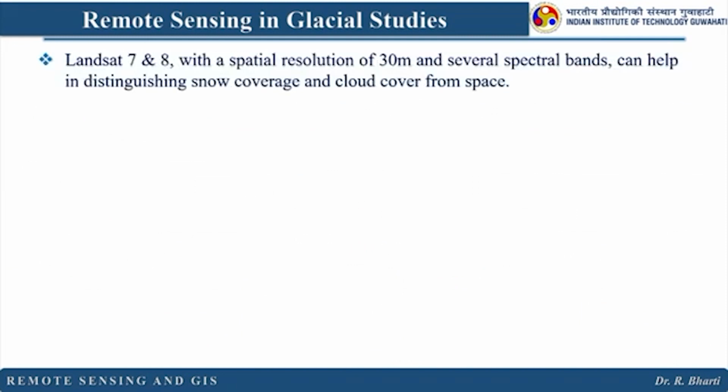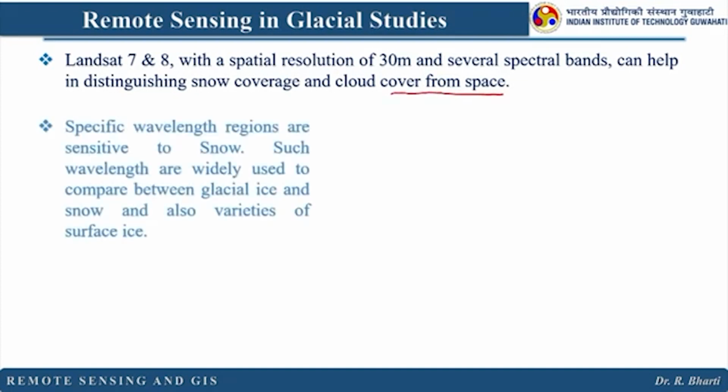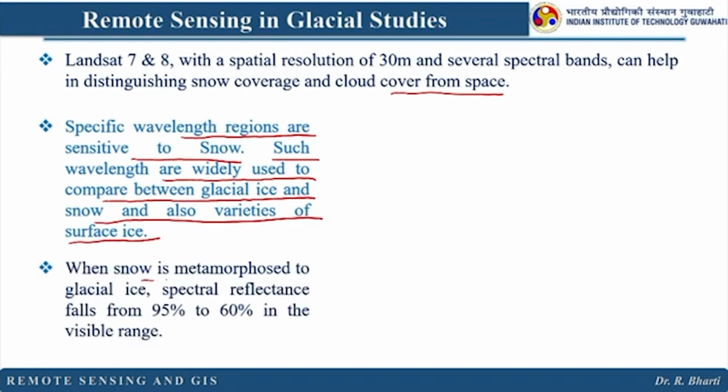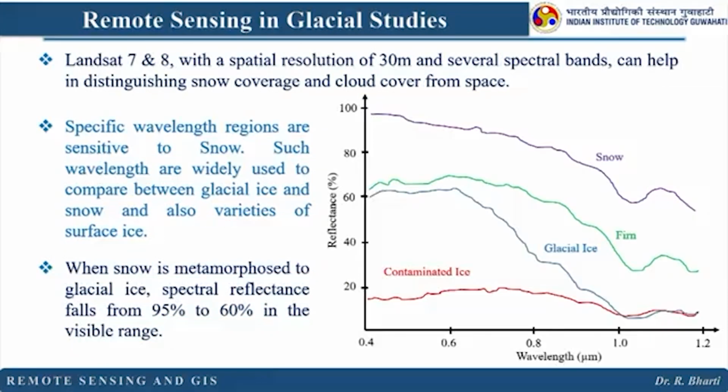Landsat 7 and 8, with a resolution of 30 meters and several spectral bands, can help in distinguishing snow coverage and cloud cover from space. Specific wavelengths are sensitive to snow. Such wavelengths are widely used to compare glacial ice and snow and also varieties of surface ice. When snow is metamorphosed to glacial ice, spectral reflectance falls from 95% to 60% in the visible range. This is from one study where you can easily find the difference between snow, firn, glacial ice and contaminated ice by looking at the spectral profile.